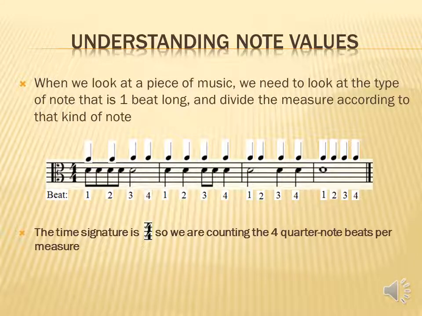Understanding note values. When we look at a piece of music, we need to look at the type of note that is 1 beat long and divide the measure according to that kind of note. The time signature in this example is 4/4, so we are counting the 4 quarter note beats per measure. The quarter notes listed at the top of this example are there to show how the different kinds of notes fit into the quarter note beats, and the beats are numbered at the bottom. And it sounds like this.